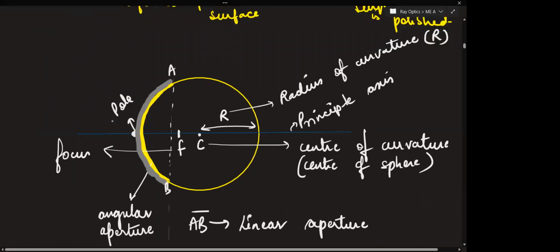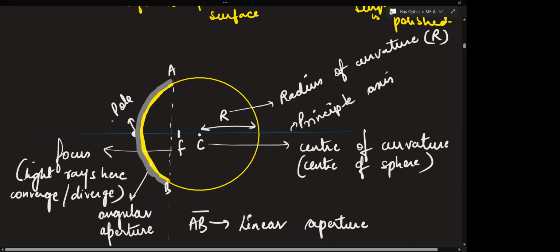This is the focus. Here what will happen? Light rays will converge or diverge depending on the type of mirror. So we have not studied in detail about convex and concave mirrors. We have just seen a brief overview of what those mirrors are. First, let us understand the terminologies, then you will be able to see the difference between concave and convex mirror. Fine, so this is the principal focus.